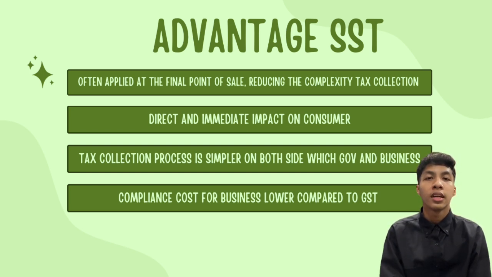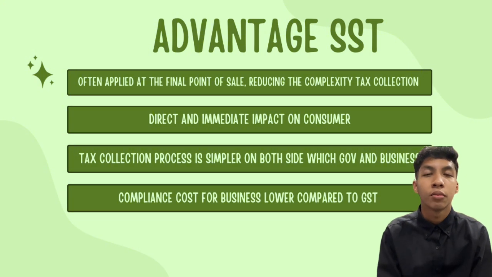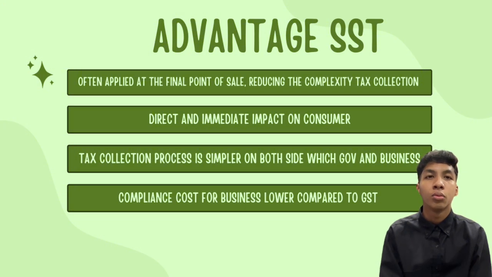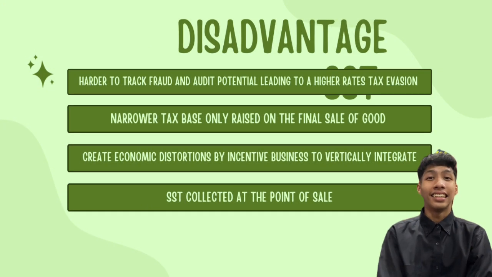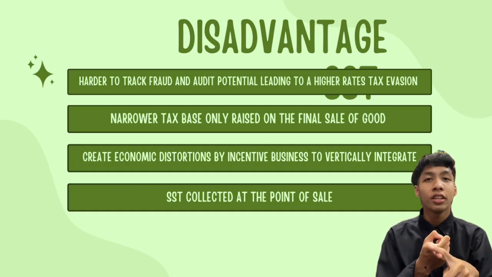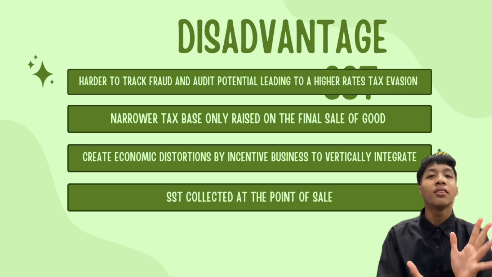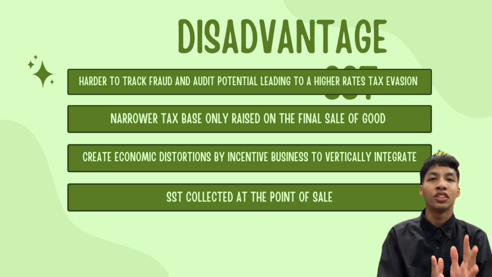So for the last advantage of SST, it is generally collected at a single point, which is the retail level. The compliance costs for business can be lower compared to GST. Next are the disadvantages of SST. Firstly, it is less transparent. SST is less transparent compared to GST, making it harder to track the audit trail, leading to a higher risk of tax evasion.